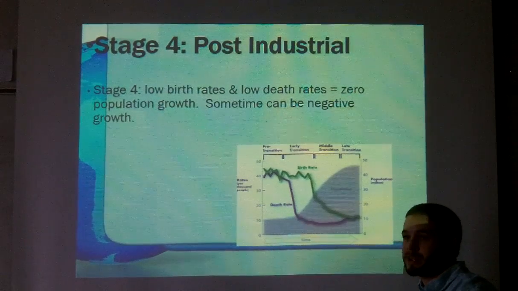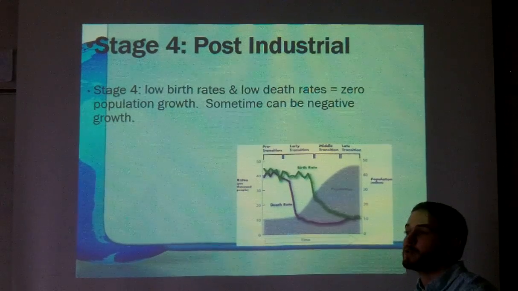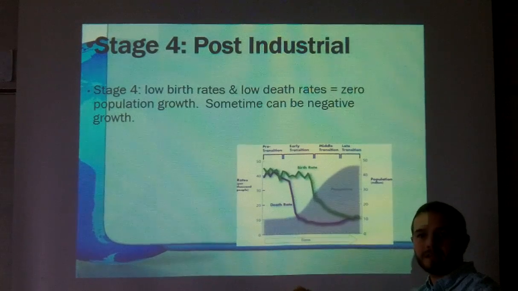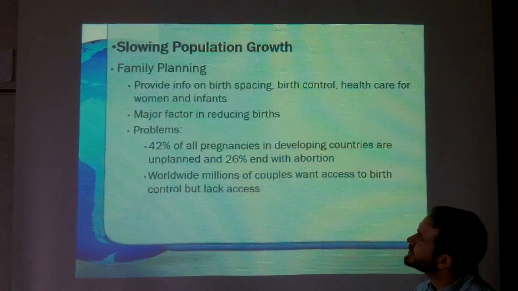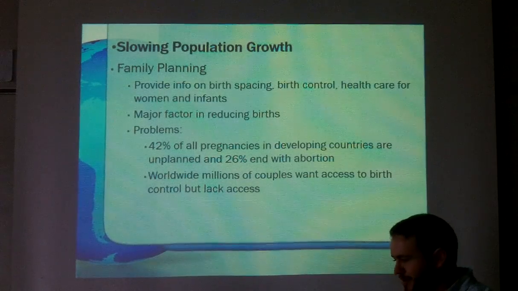So that's what we see in stage 4. And we see that happening now in the United States of America. Again, our total fertility rate is 1.9. It was 2.1 in 2008. So we're probably going to oscillate around that carrying capacity and that total fertility rate. So slowing population growth, family planning. Family planning is of the utmost importance.